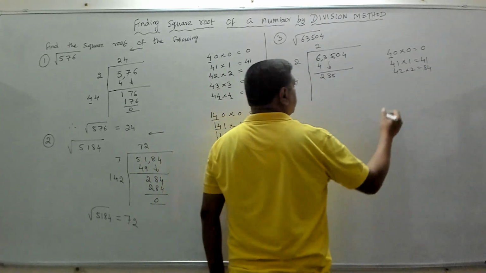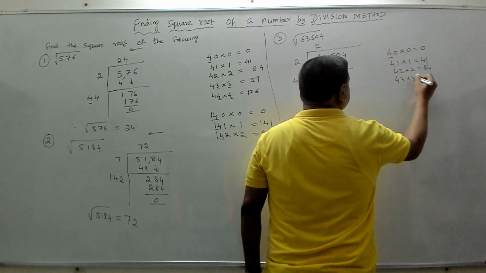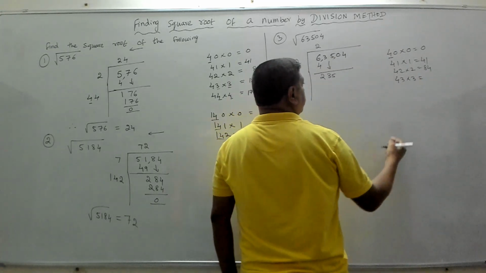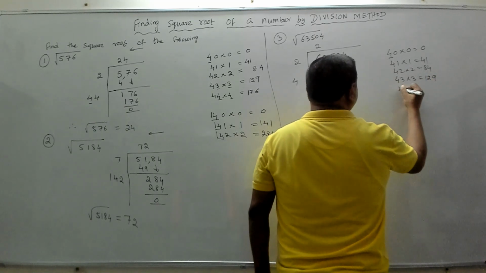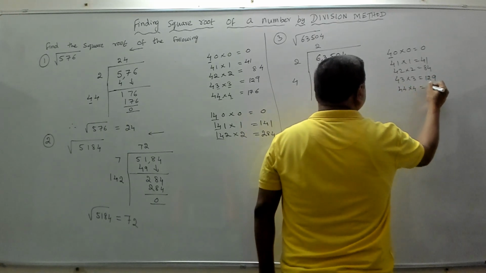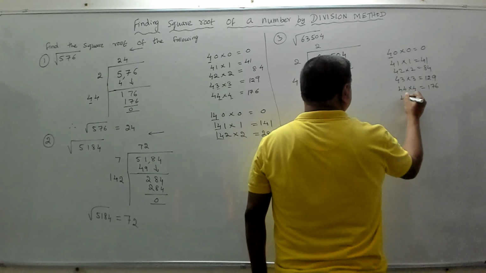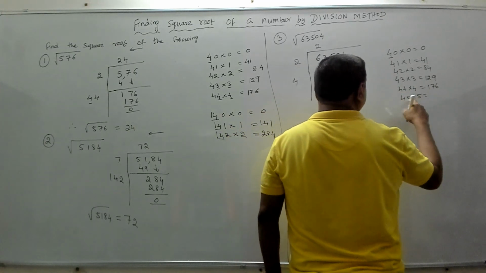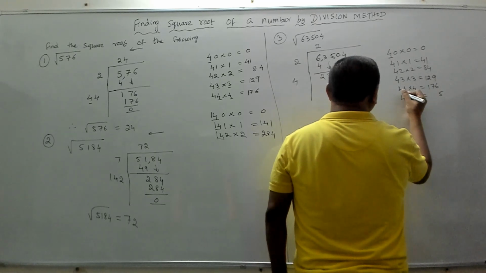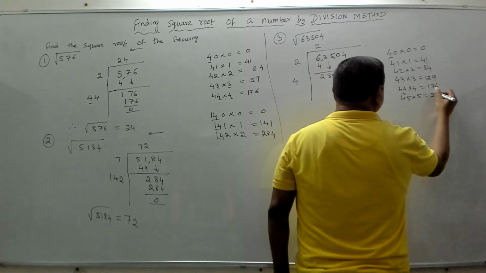Right, then 43 into 3. 9, 12, 129. Then 44 into 4 gives you 176. Then 45 into 5. How much is that? 25, 5 carry 2, 20, 22.